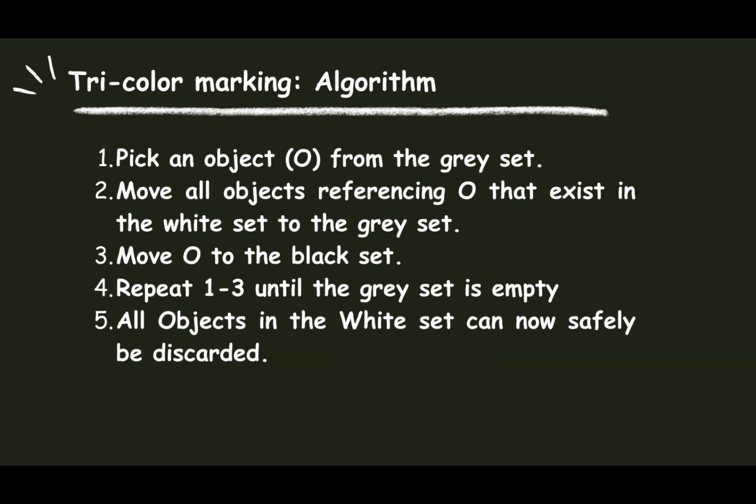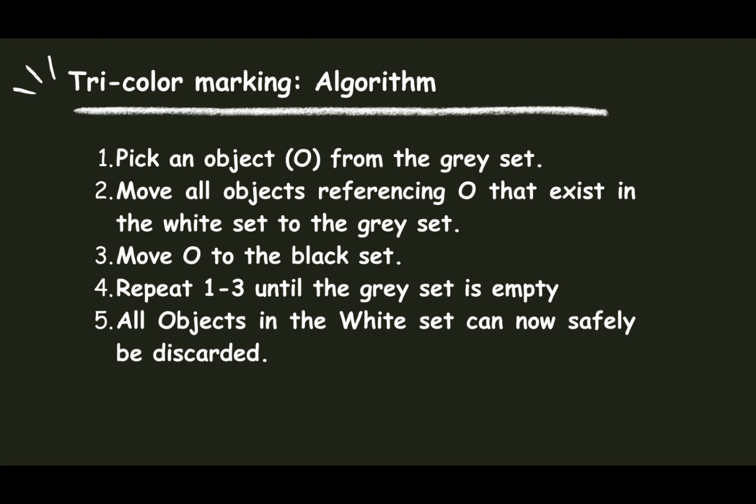The algorithm proceeds as follows. First, you pick an object O from the gray set. Then, you move each white object that O references to the gray set. This ensures that neither this object nor any object it references can be garbage collected. Then, you move O to the black set, and you repeat these steps again until the gray set is empty. When the gray set is empty, the scan is complete. The black objects are reachable from the root, while the white objects are not and can be garbage collected.